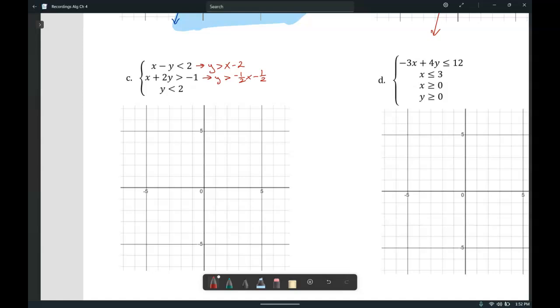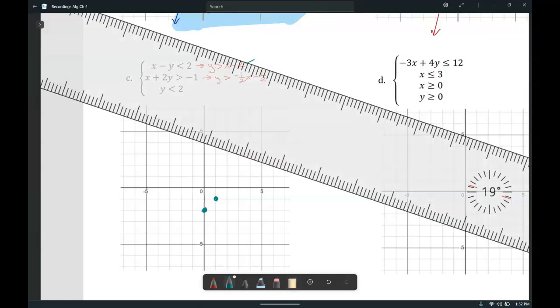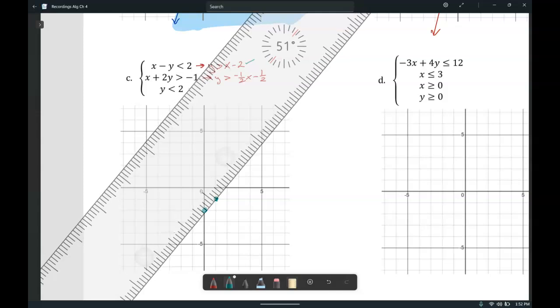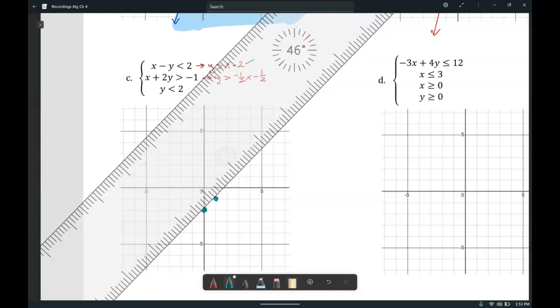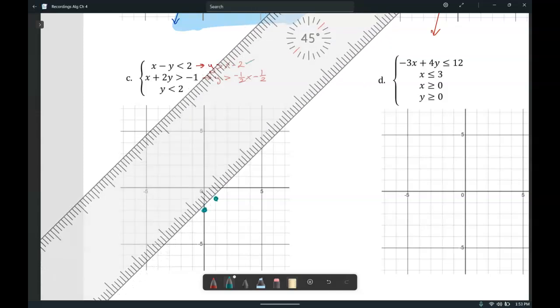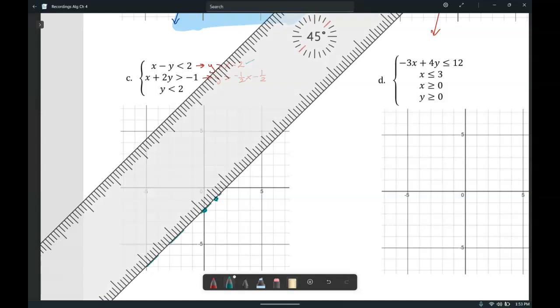And then y is less than 2. Well, that's just going to be a vertical line. So let's go ahead and graph each of these. We'll start with the first one at negative 2, and it has a slope of 1. And because this is not an or equal to, it's just less than, then it's going to be just a dotted line. Place a dotted line going through there.